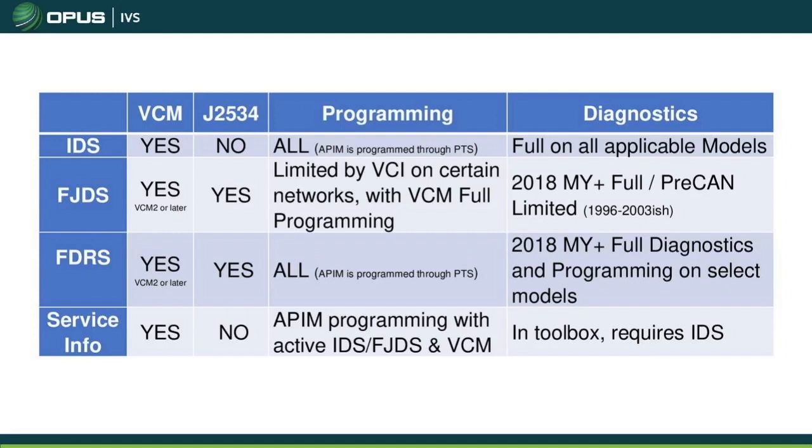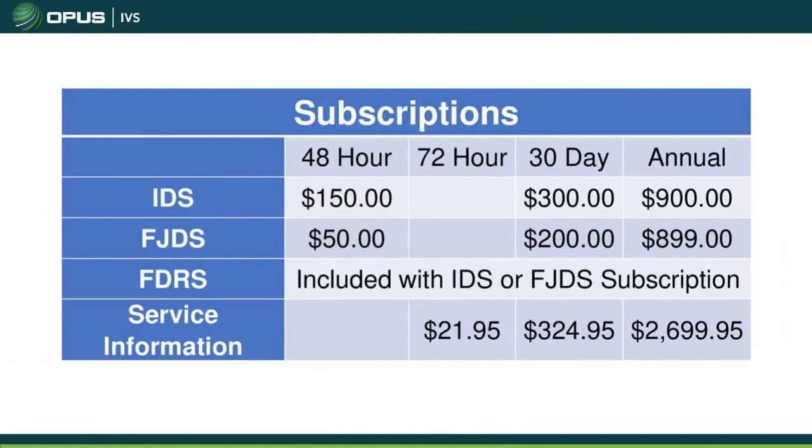The APIM still gets programmed a little differently than all the rest of them. Service information is what you're going to use, and we need a Ford VCM to use that service information for the APIM programming. There are also some diagnostic toolbox functions that we can use on the Ford website, but I didn't get too far into that today.